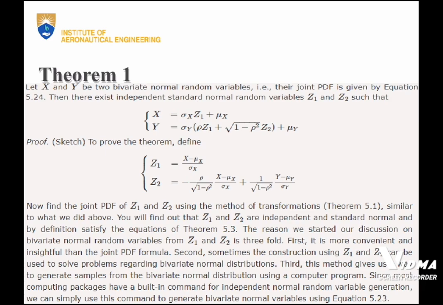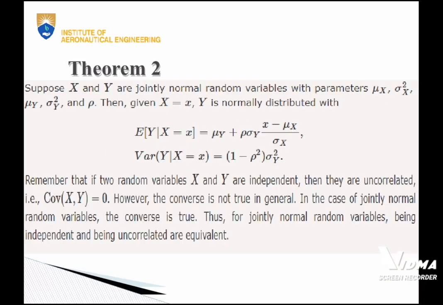Second, sometimes the construction using Z1 and Z2 can be used to solve problems regarding bivariate normal distributions. Third, the method gives us a way to generate a sample from the bivariate normal distribution using computer programs. Since most computer packages have a built-in command for independent normal random variable generation, we can similarly use that command to generate bivariate normal variables using the equation.